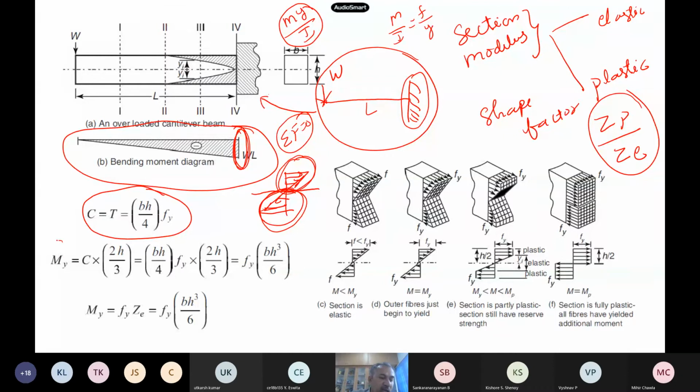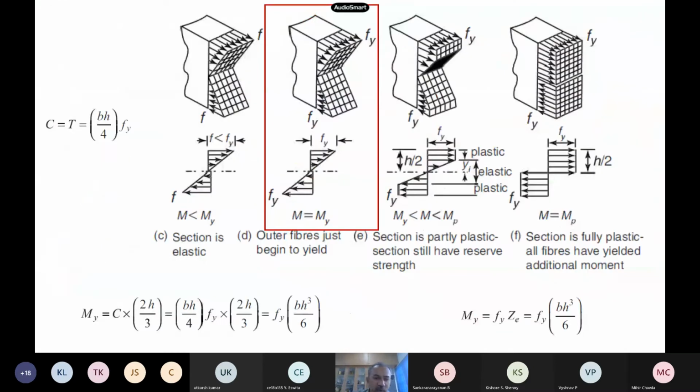Then this bending moment, you can find out from this expression also, that is F by Z and other things. But you can also find it out like this. If you take this as my section, that is Fy, so the compressive force is BH by 4 into Fy. So the bending moment is this force C into the lever arm basically.